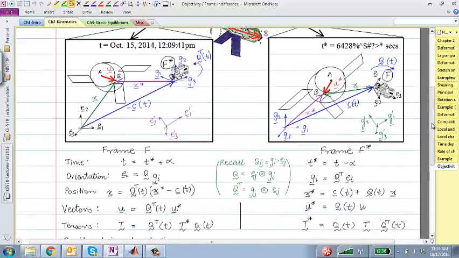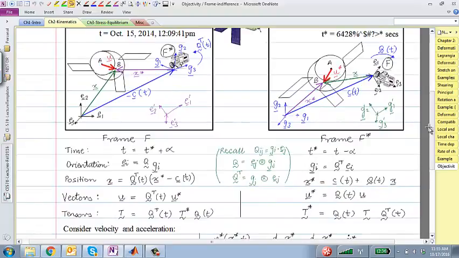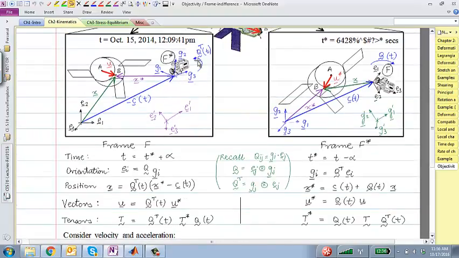To get the relationship between these two vectors, I'm showing you the other frame of reference as well, so that you can relate it to something like a rigid body rotation. If I take my frame of reference and do a rigid body rotation to the point of view of the other observer, that is what this Q tensor captures.